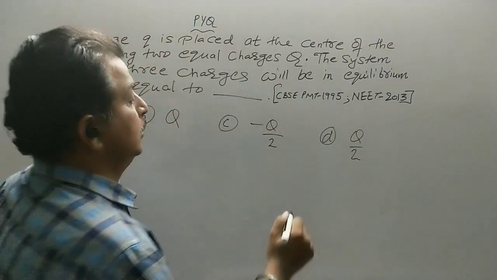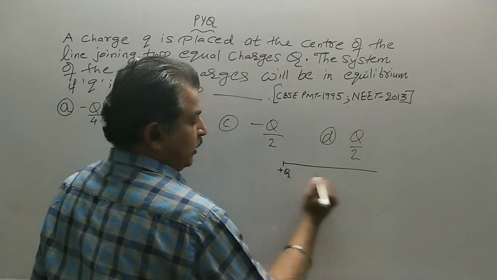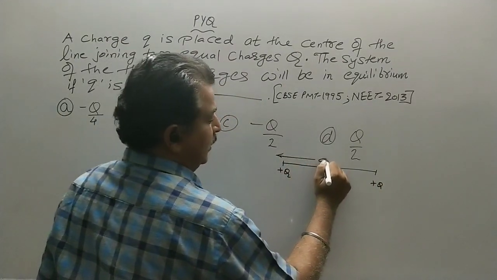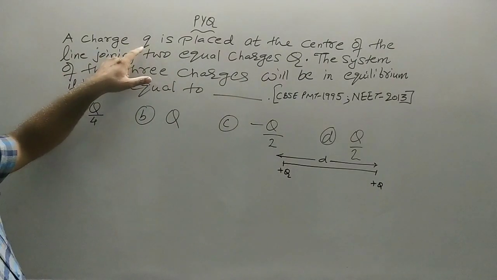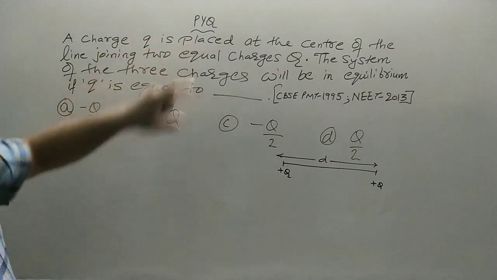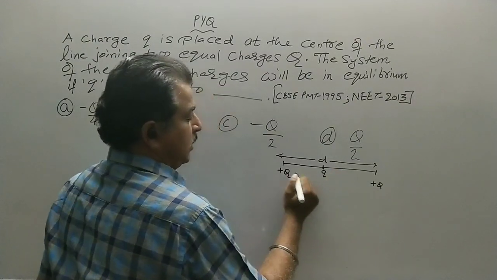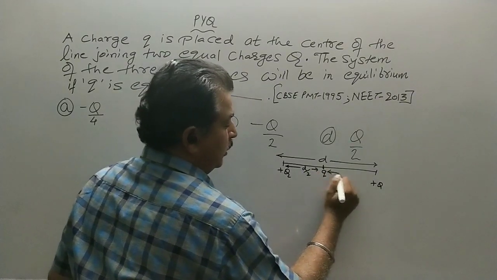So here two charges are given, denoted by capital Q. Let us assume they are separated by a distance d. A charge small q is placed at the center. So this is a small charge kept at the center. So distance is d by 2, d by 2.